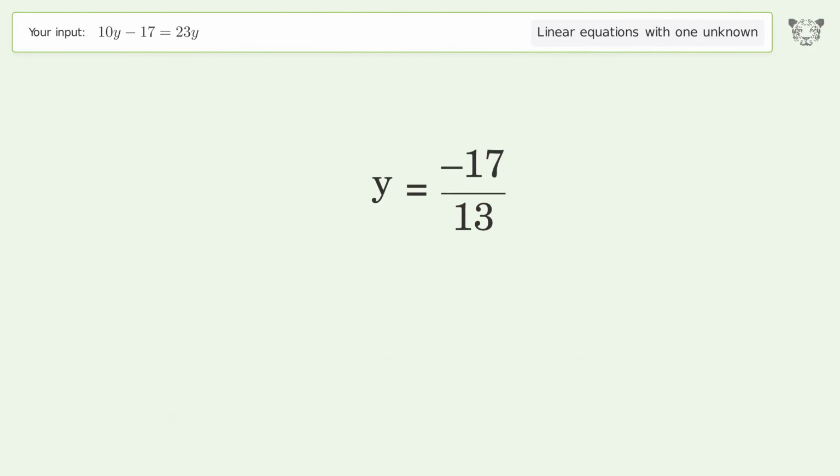And so the final result is y equals -17/13.